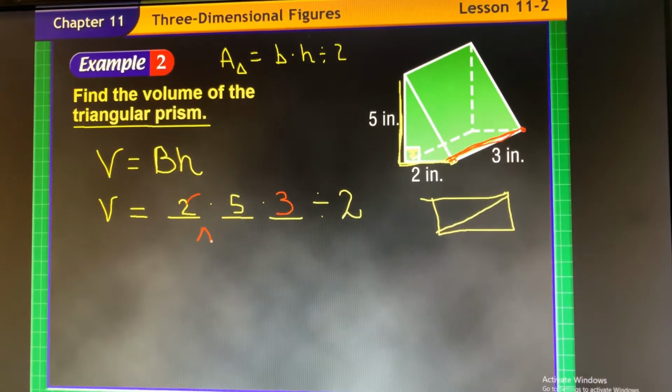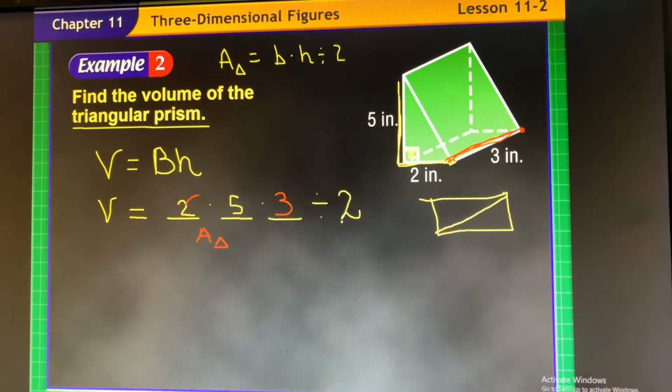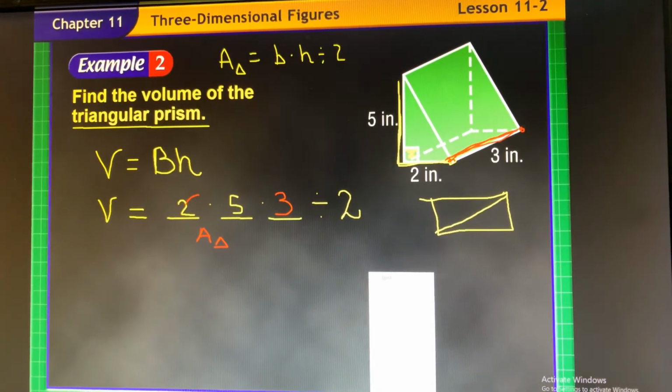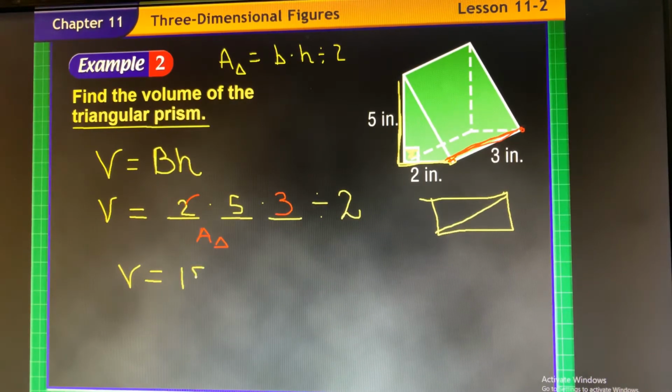So this is the area of the triangle times the height of the whole figure divided by 2, because a triangular prism is half of a rectangular prism. So you're going to do 2 times 5 is 10, times 3 is 30, divided by 2. And you can find out that your volume is equal to 15 inches cubed.